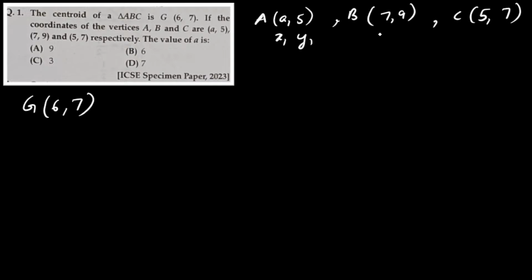If the coordinates of the vertices of the triangle are given to us, A is (a, 5), B is (7, 9), and C is (5, 7), so ABC are the vertices of a triangle. I'll write A's coordinates as x1, y1, B's coordinates as x2, y2, and C's coordinates as x3, y3.